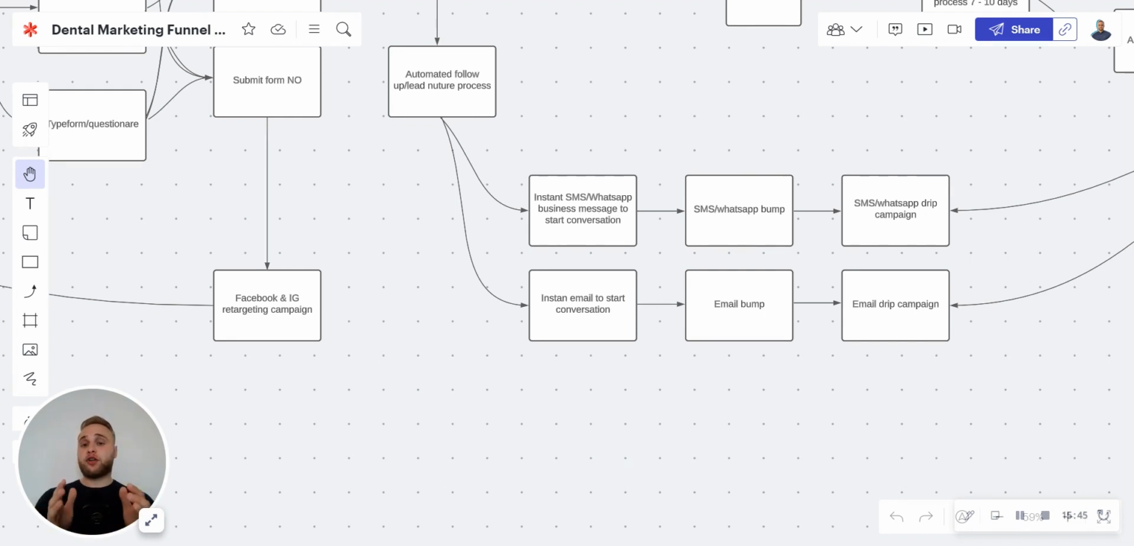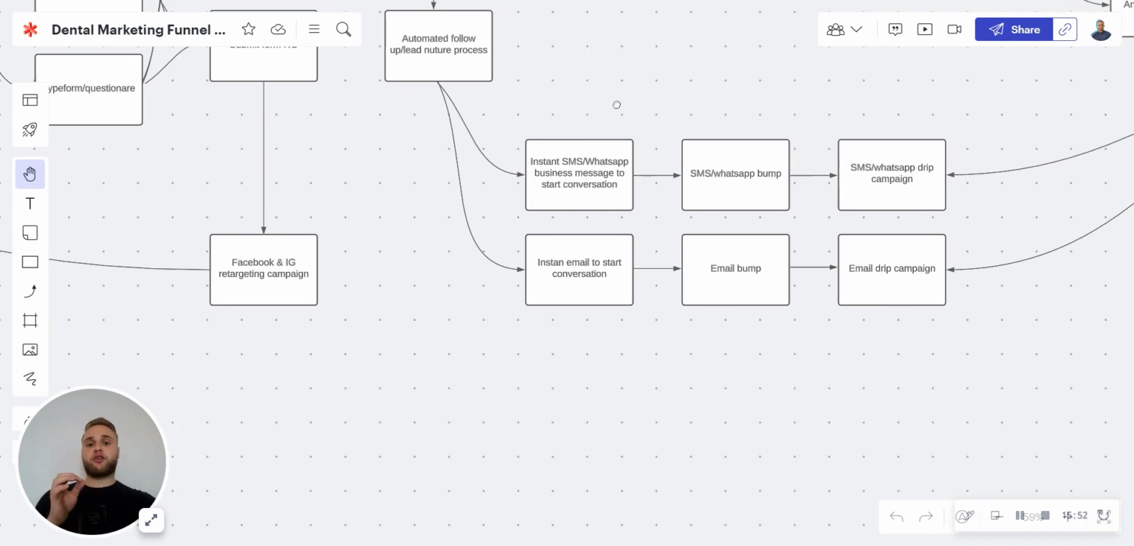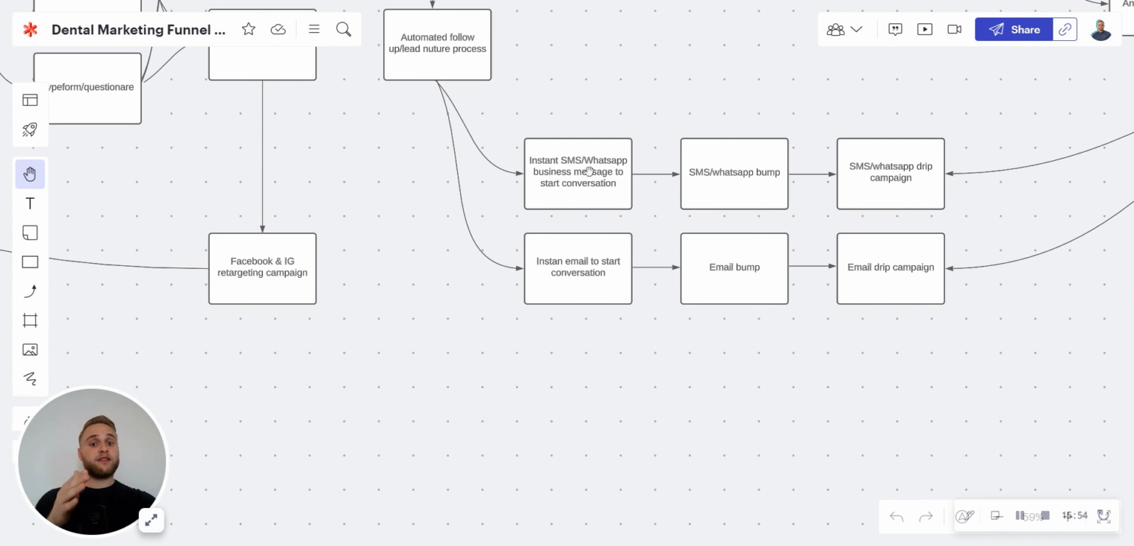And if you do your follow-ups correctly, you can get a lot of responses on your automated follow-ups. So what you want to do is create instant SMS/WhatsApp business manager follow-ups and instant email follow-ups. Okay. Because again, it will be a contact, it'll be a touch point. That's what it's called, a touch point. It will be an instant contact.